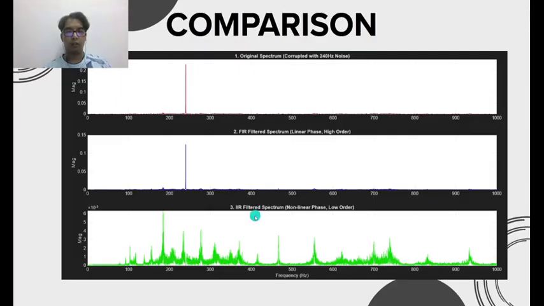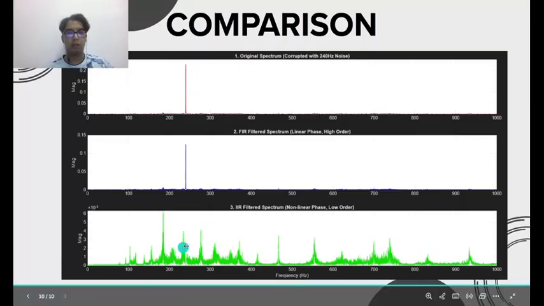So as you can hear, the constant sound of 240 Hz frequency is no longer there, and the audio becomes clean and filtered.